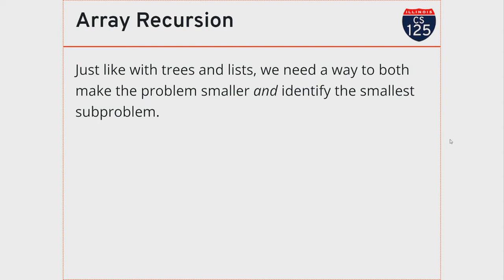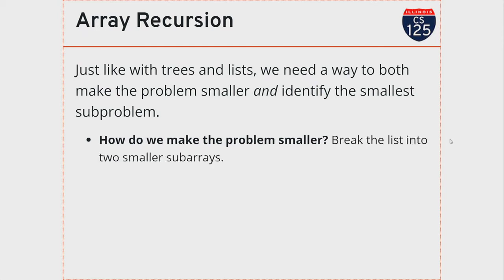And I can take two of those and use my merge function and make a bigger sorted array. And then I can take that sorted array and another sorted array and make a bigger sorted array. And I can continue to do this until I've sorted the entire array, right? So I have all the ingredients I need here for a recursive solution to sorting, which is cool, right? I make the problem smaller by breaking the array into two parts.